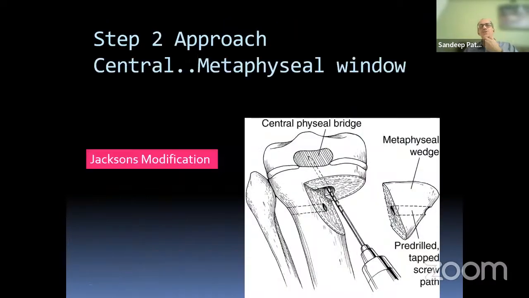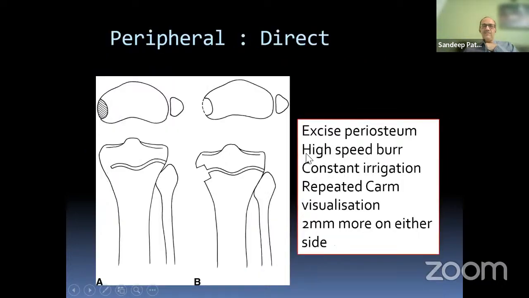Second was the approach. So to approach a central bar, what you can do is take a metaphyseal window and then make your burr or your drill go into the center to resect this. So this is called Jackson's modification. You can pre-drill a screw so that when you put the piece back, you know where to put the screw. So you pre-drill, pre-tap and take out a triangle and then from within here approach the physeal bar. So this is the approach with a metaphyseal window.